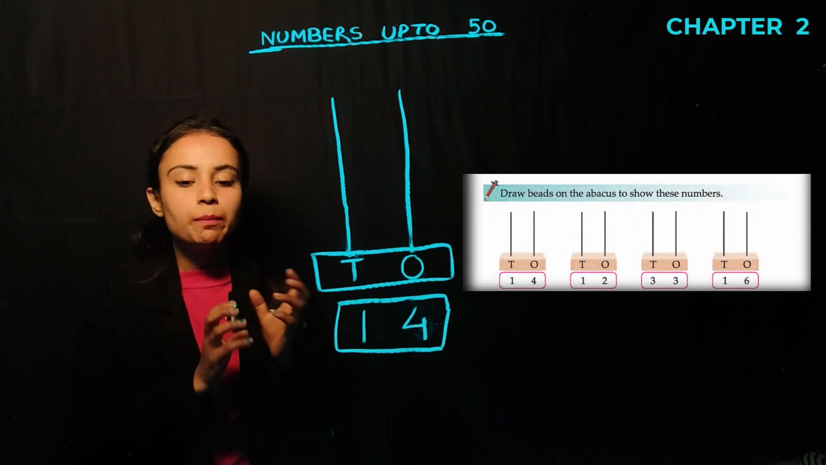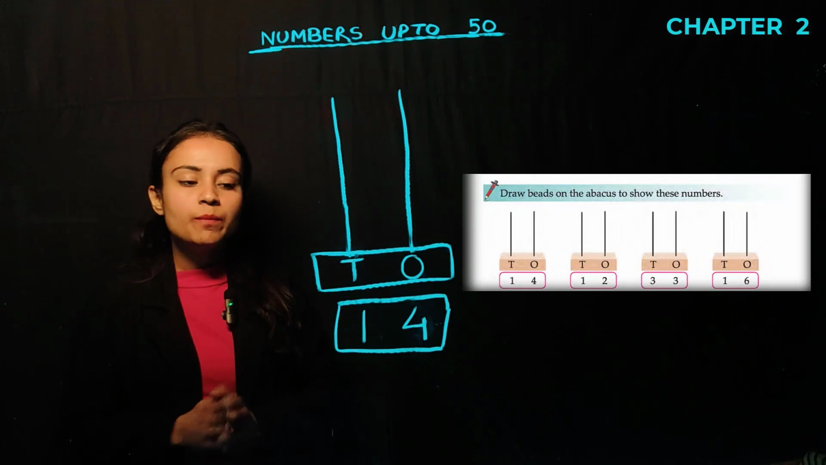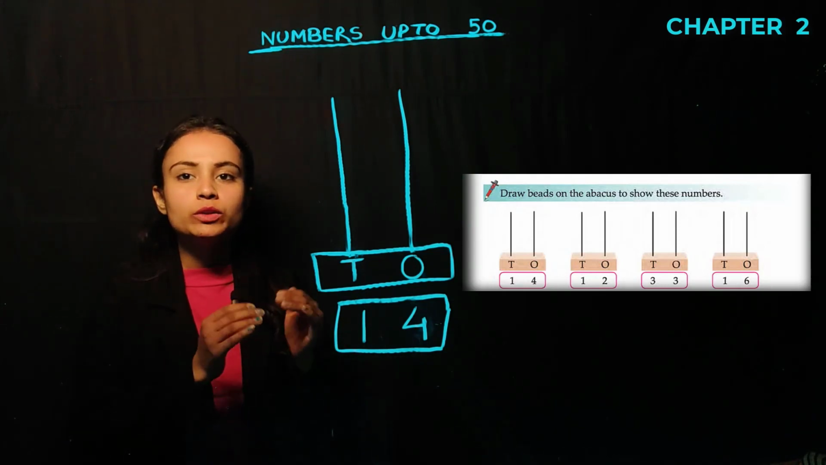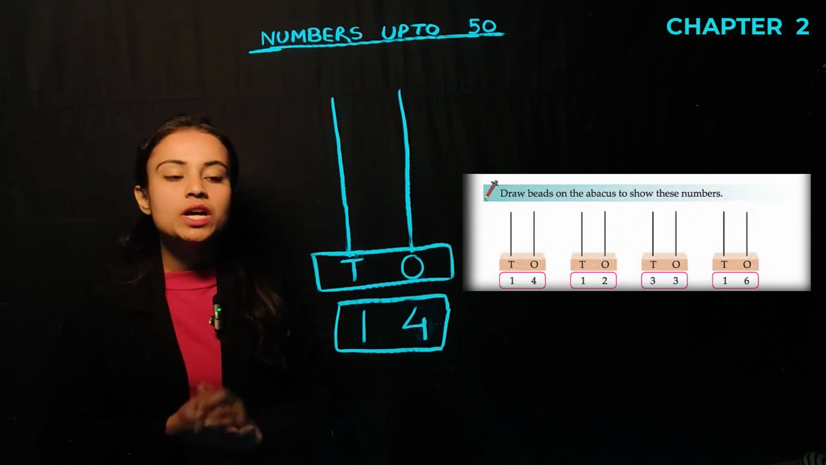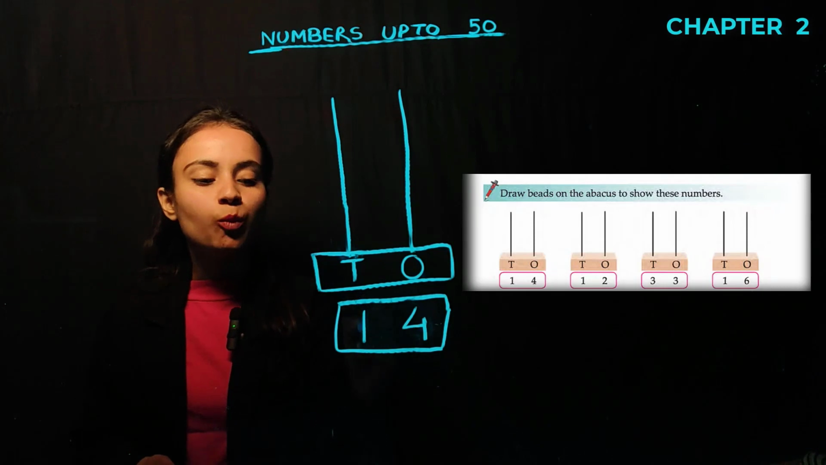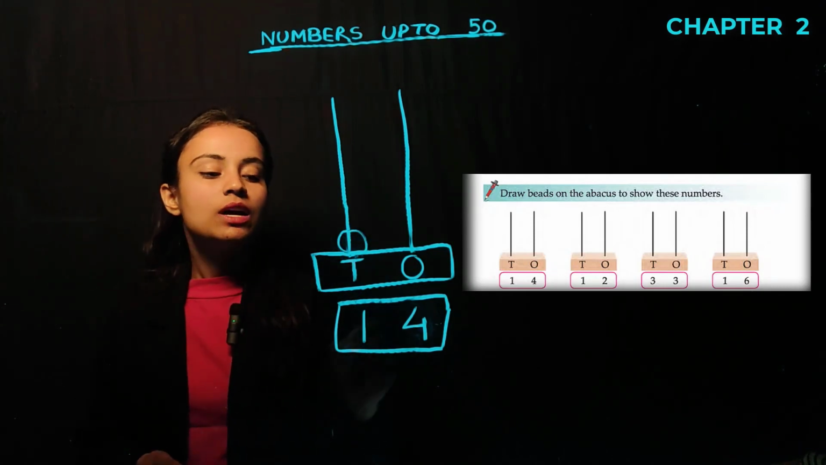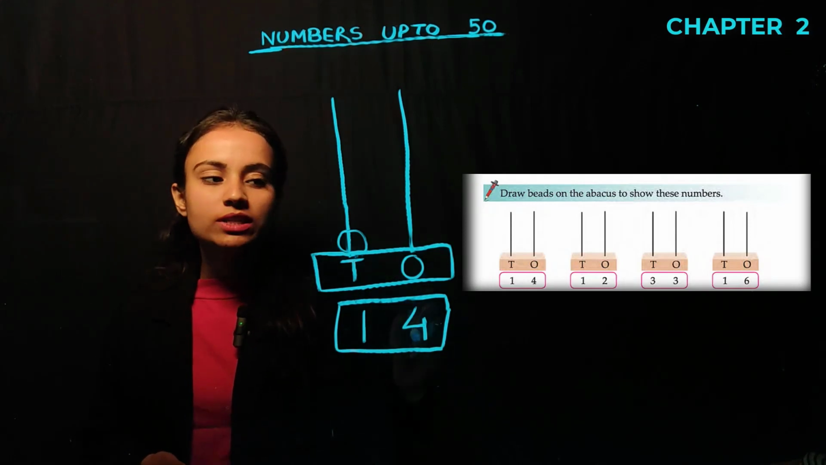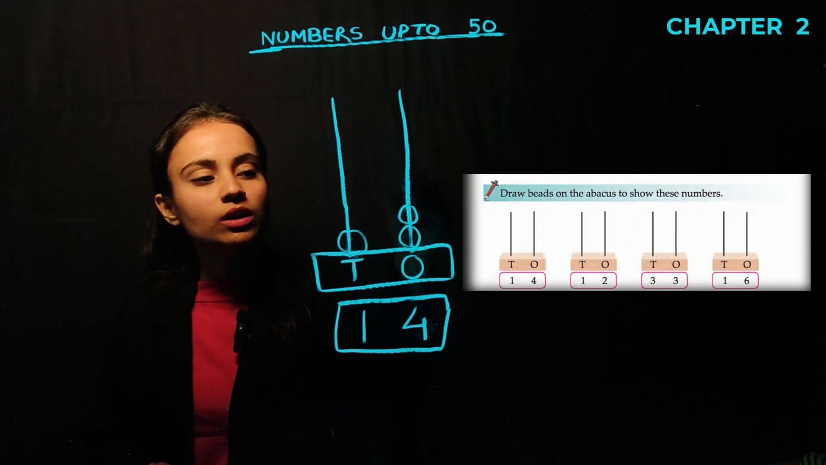Draw beads on the abacus to show these numbers. So let's do the first part. Here numbers are written below the abacus and we have to draw beads according to the number. Let's start with the tens one. Here at the tens place 1 is written, so we'll draw 1 bead. And on the ones place 4 is written, so we'll draw 4 beads. 1, 2, 3 and 4.